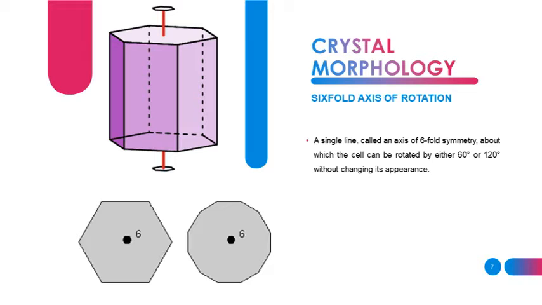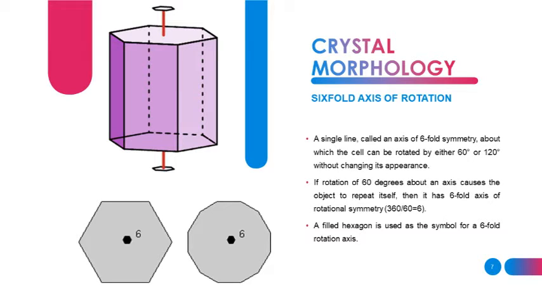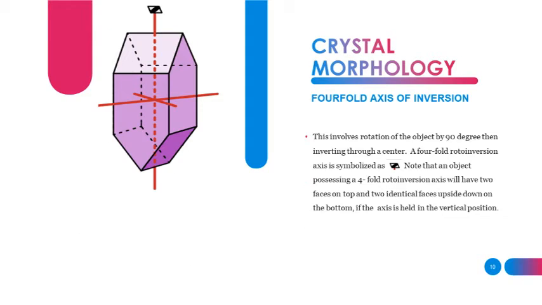It is a single line called an axis of six-fold symmetry about which the cell can be rotated by either 60 degrees or 120 degrees without changing its appearance. Also, if rotation of 60 degrees about an axis causes the object to repeat itself, then it is also called a six-fold axis of rotational symmetry, and this is mathematically expressed as 360 over 60 equals 6. The illustration is a filled hexagon that is used as a symbol for the six-fold rotation axis.